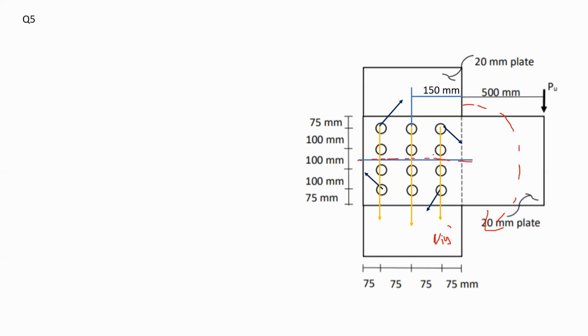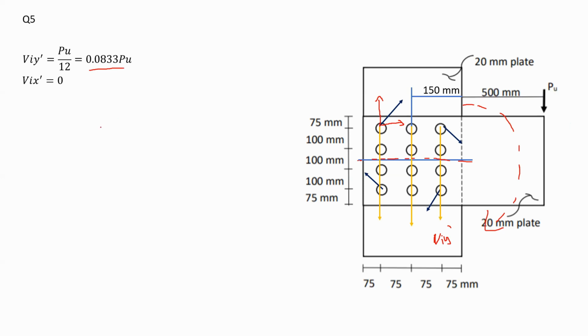Now, as you can see, I have this arrow. It means that I have a shear force in the y direction and a shear force in the x direction. To get this more clear, let's write down the forces that we have. First of all, VIy dash, the yellow arrows, would be basically PU divided by the number of bolts, PU divided by 12. From here, it would be 0.0833 PU. Now, the shear force in the x direction would be 0, since I don't have any externally applied force in the x direction.